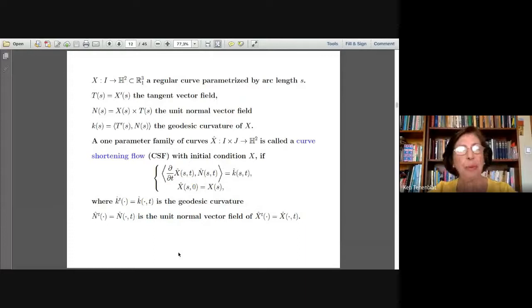Now we will consider the following notation. X will be a regular curve parameterized by arc length. T will be the derivative of X, which is a unit tangent vector field. And the normal vector field will be the product of X with the tangent. And the geodesic curvature is the inner product between the derivative of the tangent vector field and the normal. So we will consider a one-parameter family of curves, x hat. This will be a curve shortening flow with initial condition a given curve x in the hyperbolic plane if the derivative of x hat with respect to t, times n hat, is the geodesic curvature at time t of the curve, and you want for t equal to zero the curve x hat to be the initial curve given for the problem.